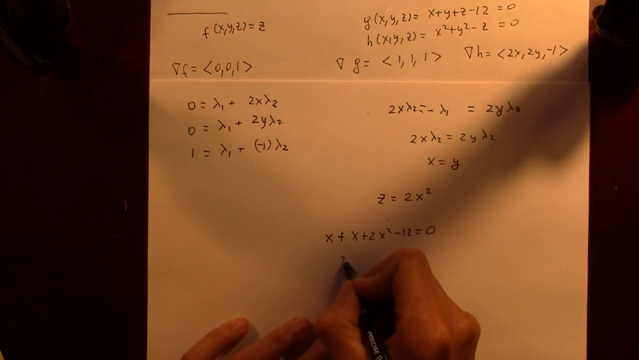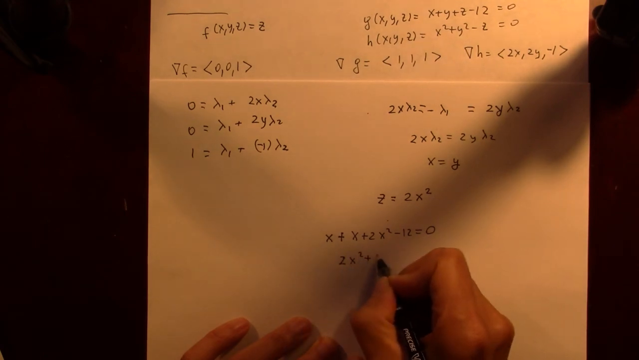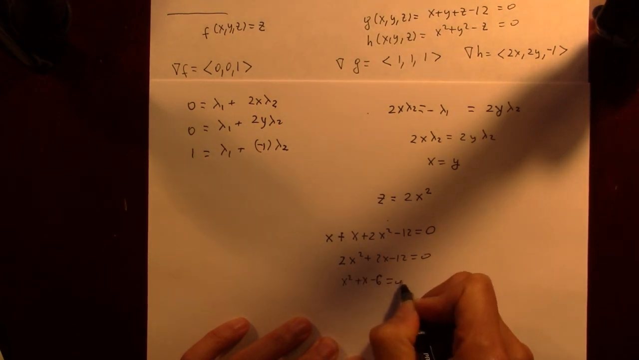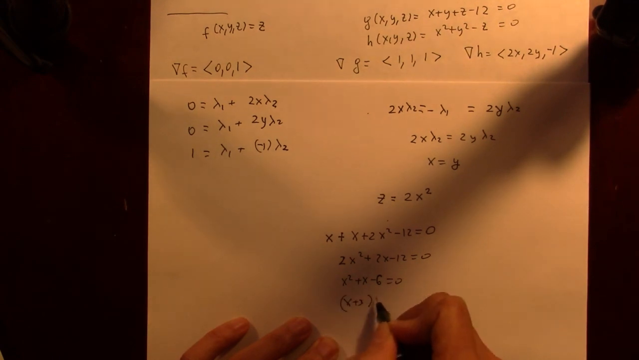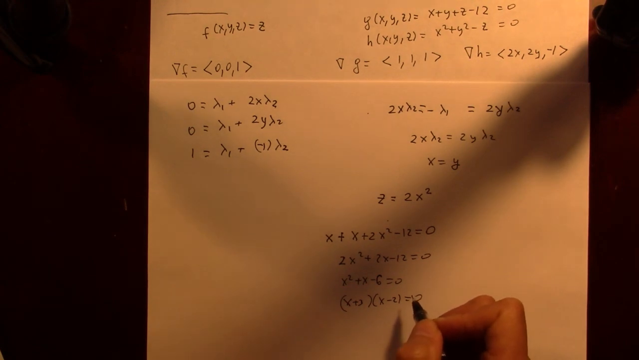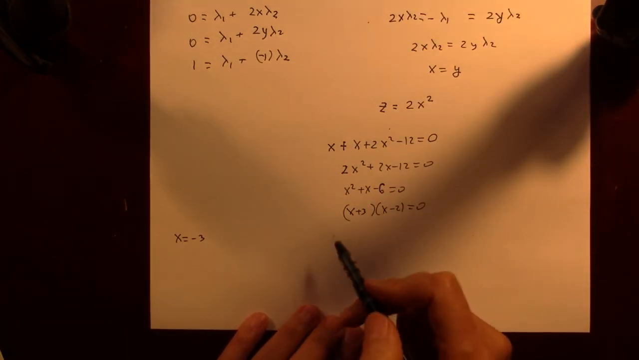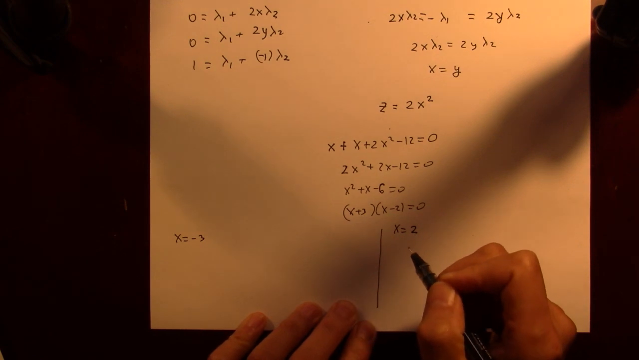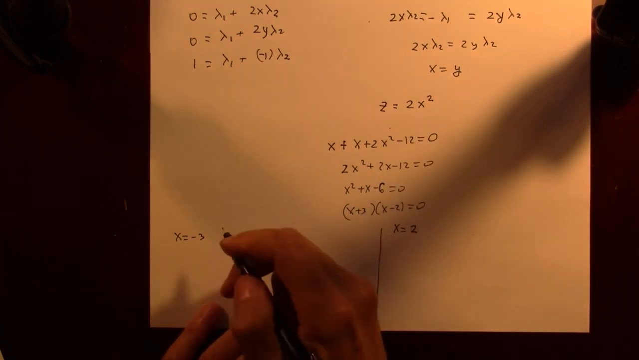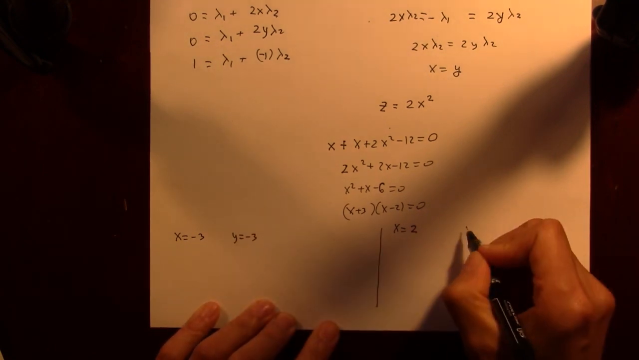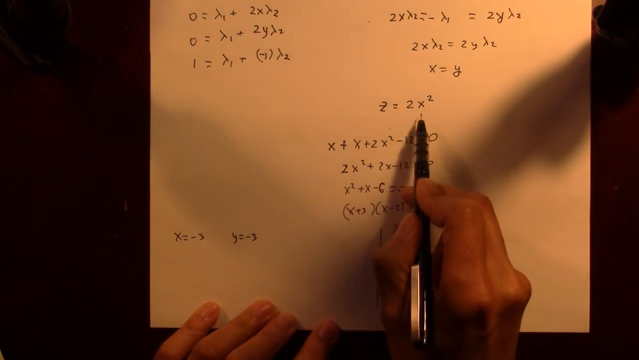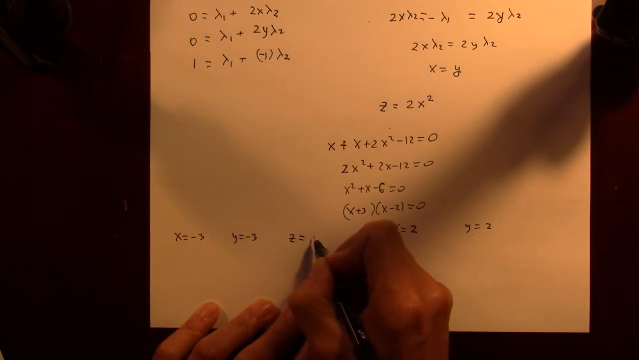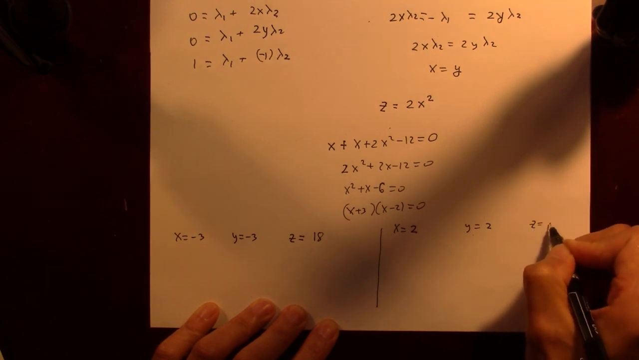So we're going to get 2x squared plus 2x minus 12 equals 0, x squared plus x minus 6 equals 0, so we're going to get x plus 3 times x minus 2 equals 0. So we're going to obtain two solutions, x equals negative 3 and x equals 2. Because x equals y, y equals negative 3 and y equals 2. Because z equals 2x squared, we obtain z equals 18 and z equals 8.